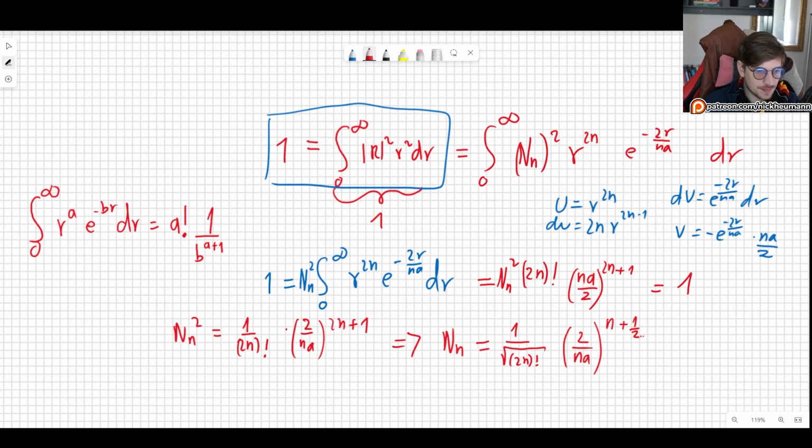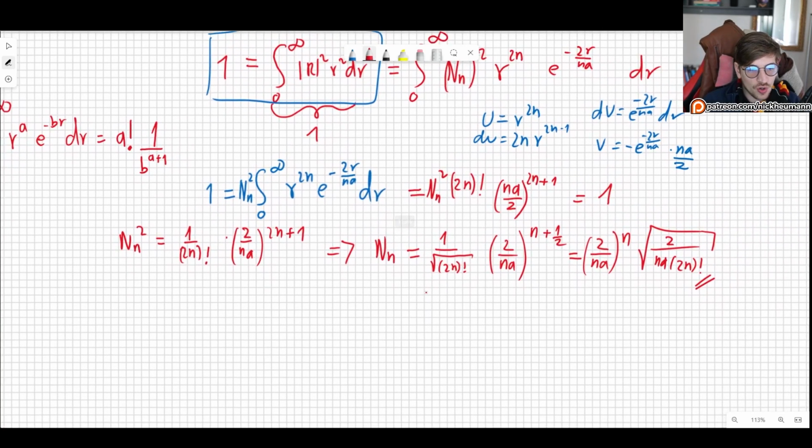That's what we did. And with that, well, we can do just a little bit of simplification because we can separate these exponents as 2 over na to the n and 2 over na to the 1/2, which is the square root. So by doing that, we get 2 over na to the n, and then we have the square root of 2 over na times 2n factorial. Okay, and that is the normalization constant. So if you know what n is, 1, 2, 3, whatever, you can just plug it in and you will find your normalization constant very quickly.